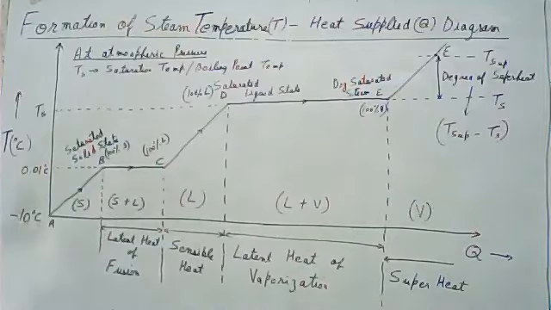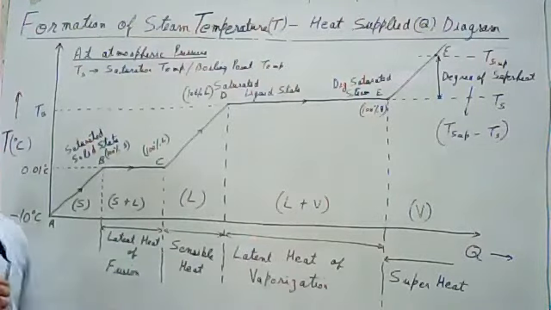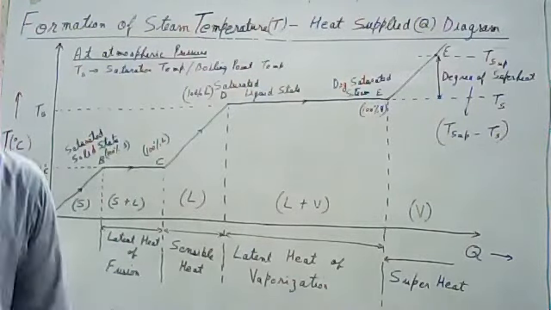Now this is the diagram of temperature versus heat supplied at a constant pressure, for solid ice getting converted into superheated steam, and all the intermediate stages have been discussed in this diagram.